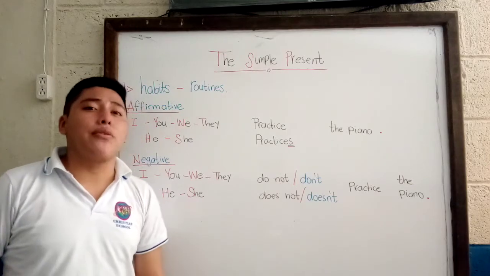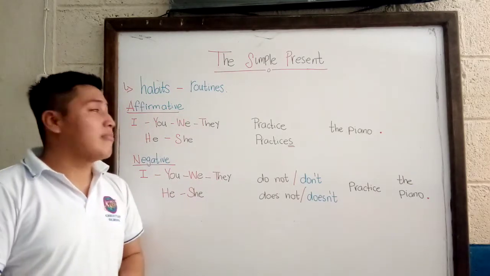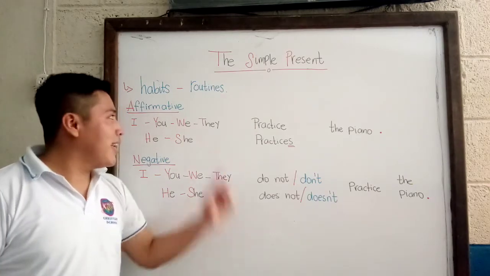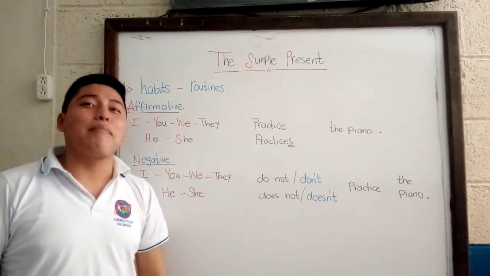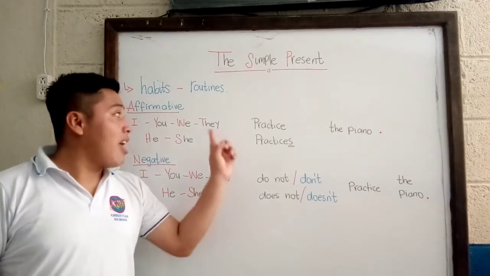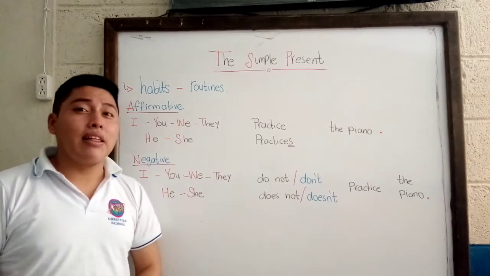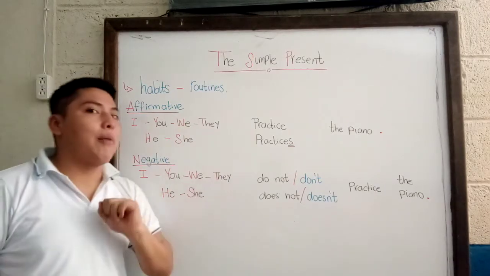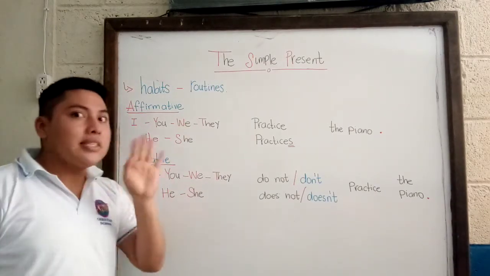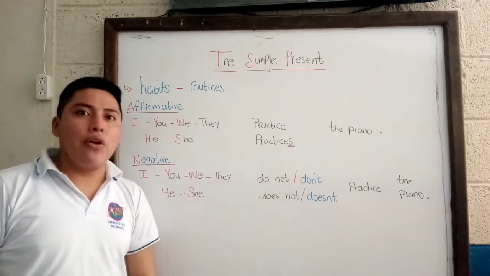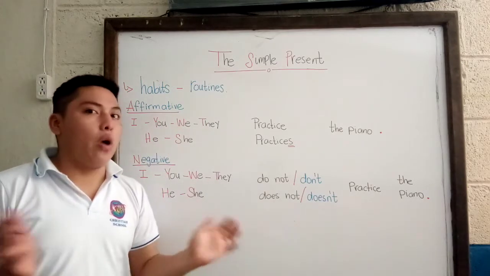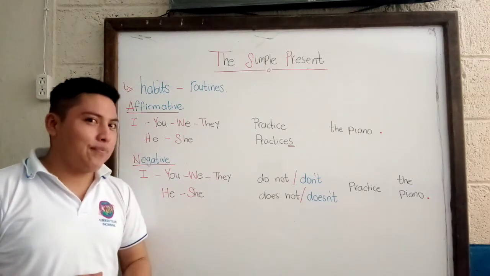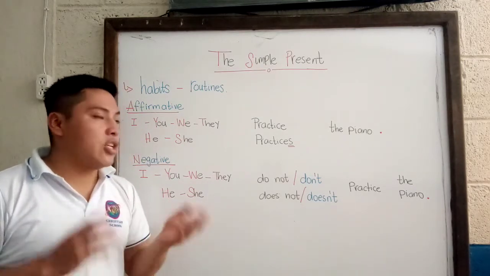I practice the piano. You practice the piano. Very good. We practice the piano. They practice the piano. Okay, practice the piano. Okay, I'm talking about a piano, not a keyboard. You can say I practice the piano, and you have an electric one, but this is not a piano. This is a keyboard. Okay, let's see the difference between these two objects.